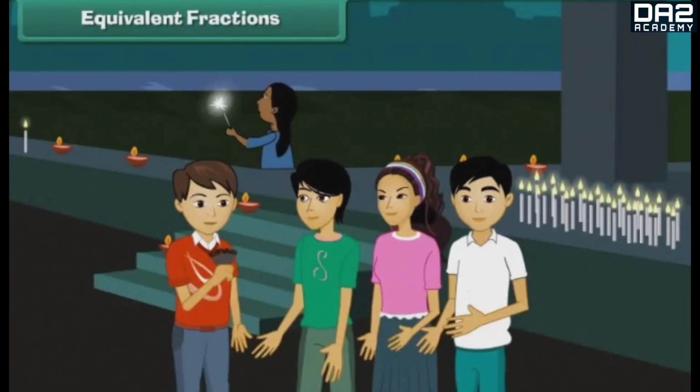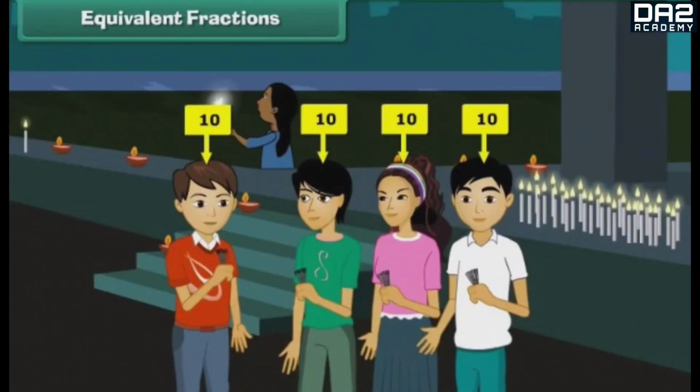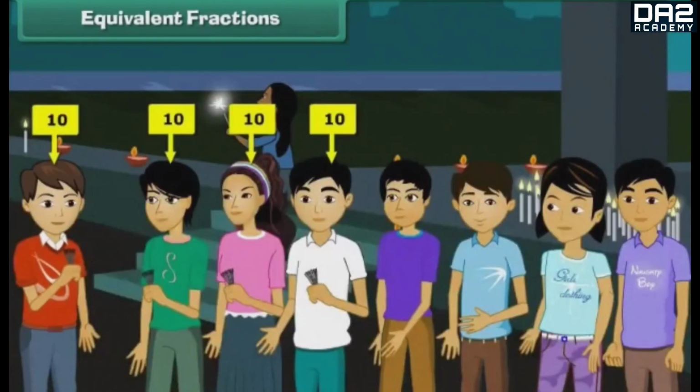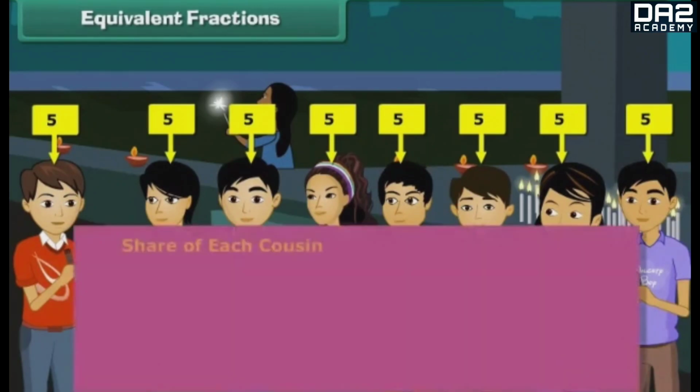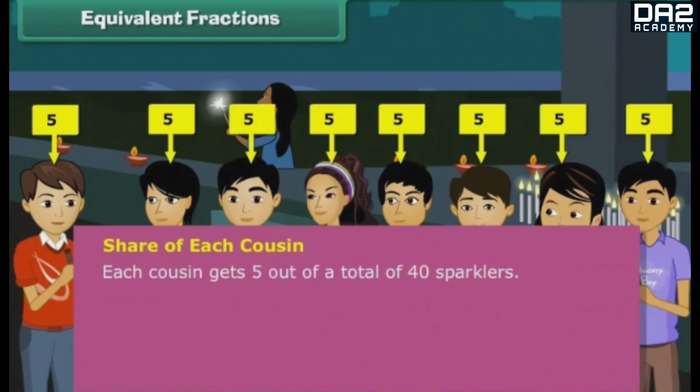Rishabh is celebrating Diwali with 3 cousins. He has 40 sparklers. He divides the sparklers into 4 equal groups of 10 each. Quite unexpectedly, 4 more cousins of Rishabh arrive to celebrate the festival with him. Now, Rishabh divides the sparklers among the 8 cousins, including himself, in less than a minute. Let us see how. Each cousin gets 5 out of a total 40 sparklers. 5/40 is equal to 1/8. Thus, the share of each cousin in the whole is 1/8. 5/40 and 1/8 are equivalent fractions.